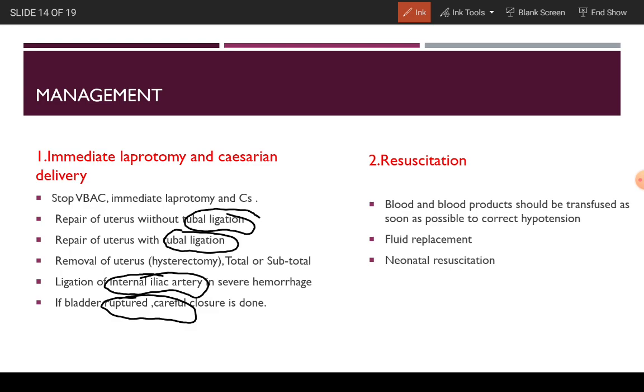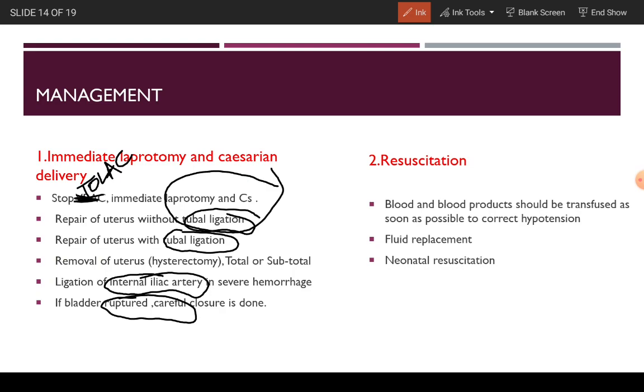Now, immediately, all those things you have to do, but what you have to do first of all is take her for a CS. You should not expect her to go for a vaginal delivery. You can go for immediate laparotomy and CS. So actually here it's stop VBAC, stop TOLAC. You have kept the patient for trial of labor after cesarean. You have kept the lady for a vaginal delivery, though she had a CS, but you found that she is not fit. So you have to take her for CS.